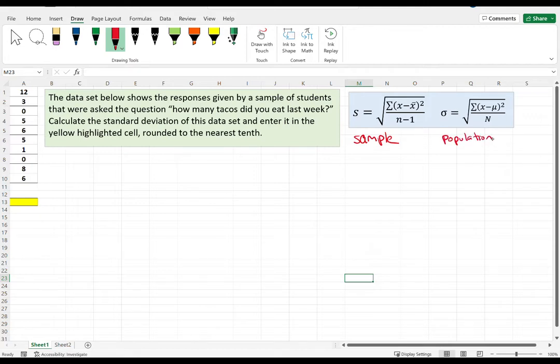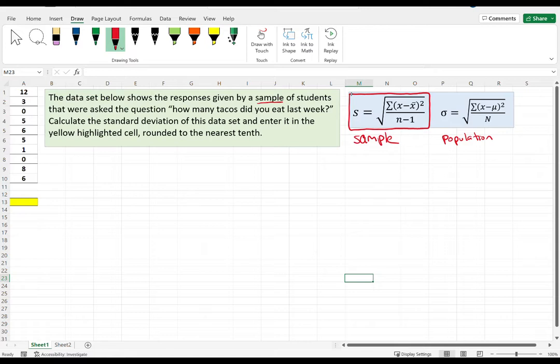Now, generally, the one you're going to be calculating is the sample statistic, the sample standard deviation. In this case, we have a data set that shows the responses by a sample of students that were asked the question, how many tacos did you eat last week? Now, the key word there is sample. That tells us we're using the sample standard deviation. We asked 10 people, and these are the responses. The first person ate 12 tacos last week, the next person 3, the next person 0 tacos, and so on.